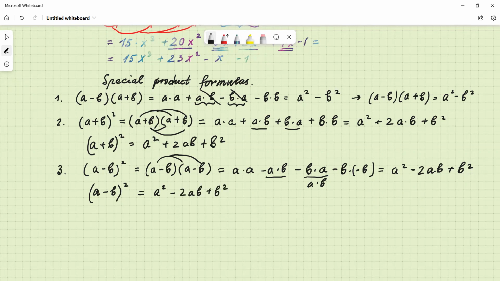Formulas 2 and 3 are very similar. The only difference between them is that we have plus here and minus here, and we have plus here and minus here. The squared terms are both going to be pluses, but the double term is going to switch the sign depending on what is in parentheses. Now I'm going to consider several examples.